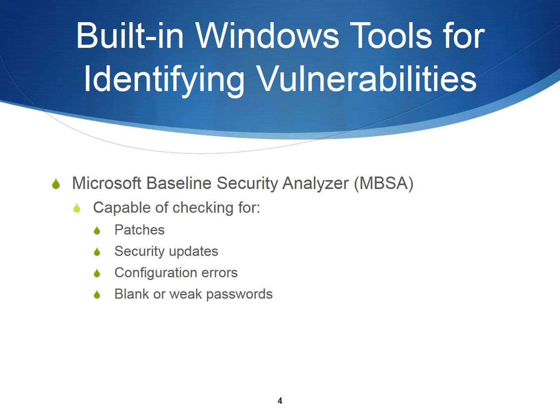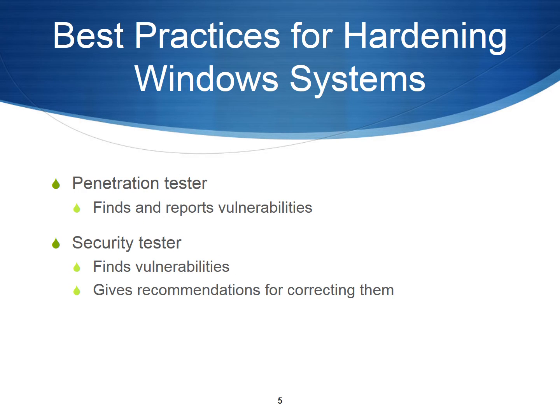Built-in Windows tools for identifying vulnerabilities. The Microsoft Baseline Security Analyzer, or MBSA, is capable of checking for patches, security updates, configuration errors, and blank or weak passwords. Best practices for hardening Windows systems. A penetration tester finds and reports vulnerabilities, and a security tester finds vulnerabilities and then gives recommendations for correcting them.